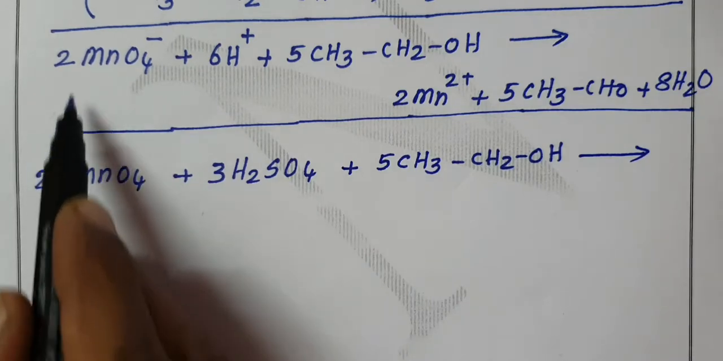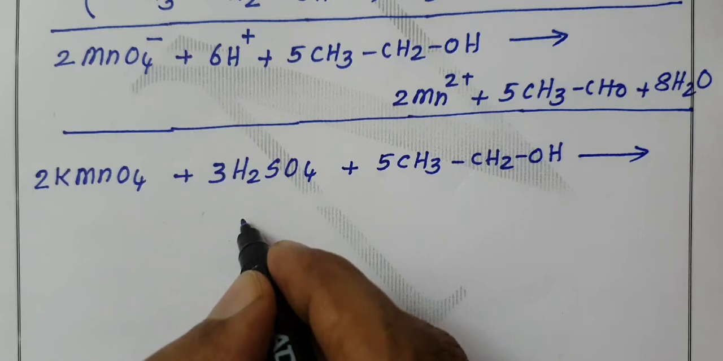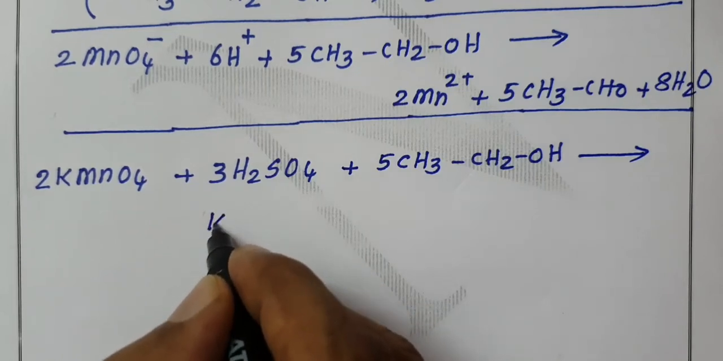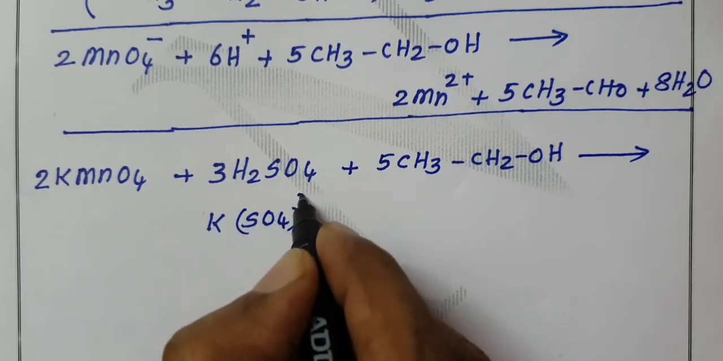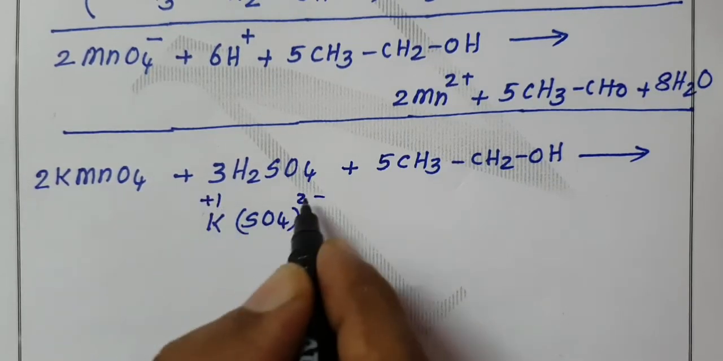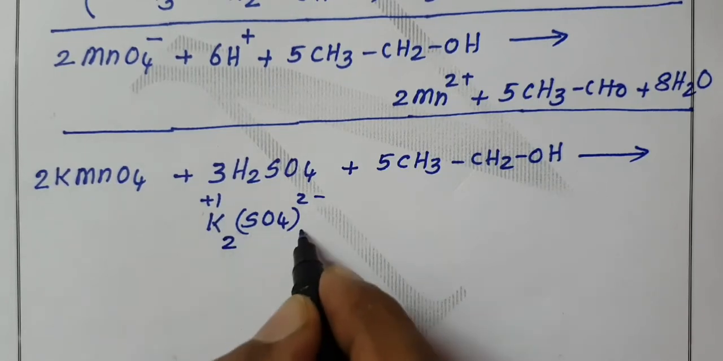What are the products we have? First, potassium. We introduced potassium and sulfate. This potassium combines with the sulfate to form potassium sulfate. Sulfate has oxidation state 2 minus, potassium plus 1. When we cross the oxidation states, that 2 goes here and this 1 goes there.